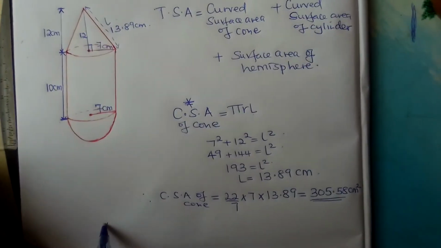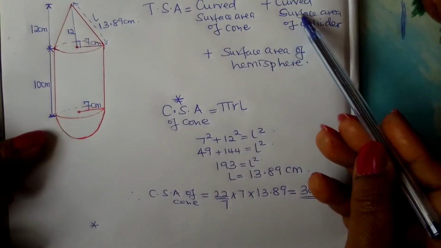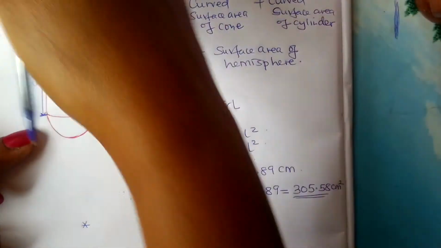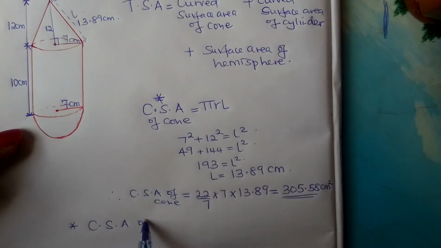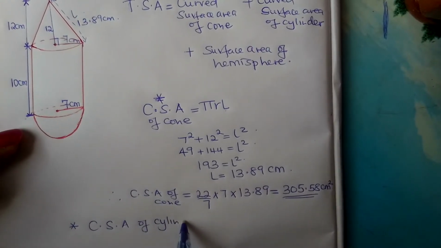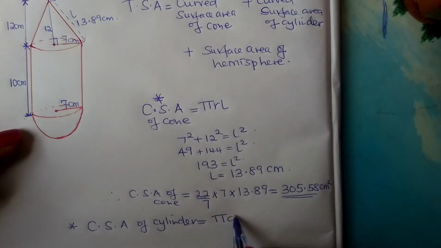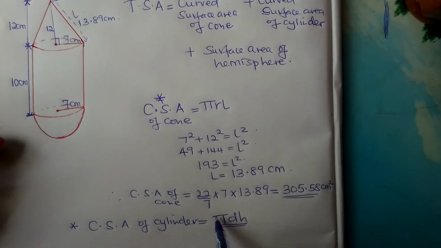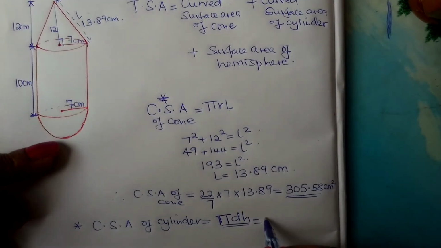We go to the second one, learner. We look at now the curved surface area of our cylinder. The curved surface area of the cylinder, learner, is given by what formula? Pi d h. Put that in mind. Pi d h. And therefore, this will be equal to what?